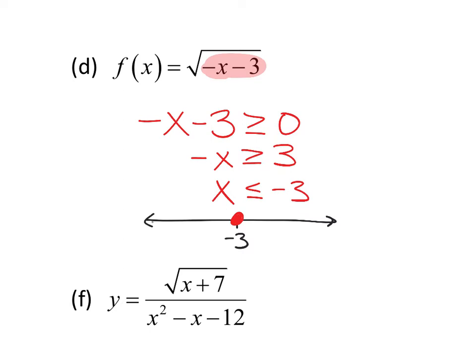I guess I should color it with the same colors. So we can talk about its domain. That arrow is going off to the negative side, so that's from negative infinity all the way to negative 3, but then including negative 3, because it can actually be equal to it, because that thing can actually be 0.